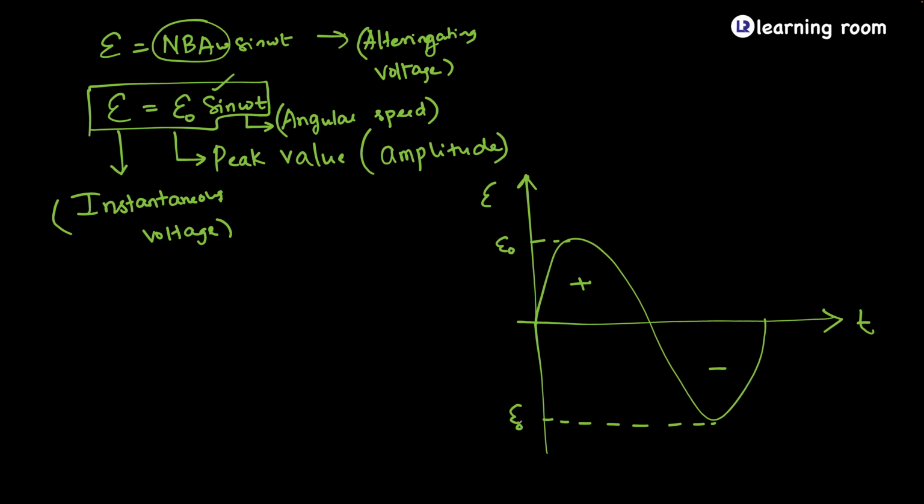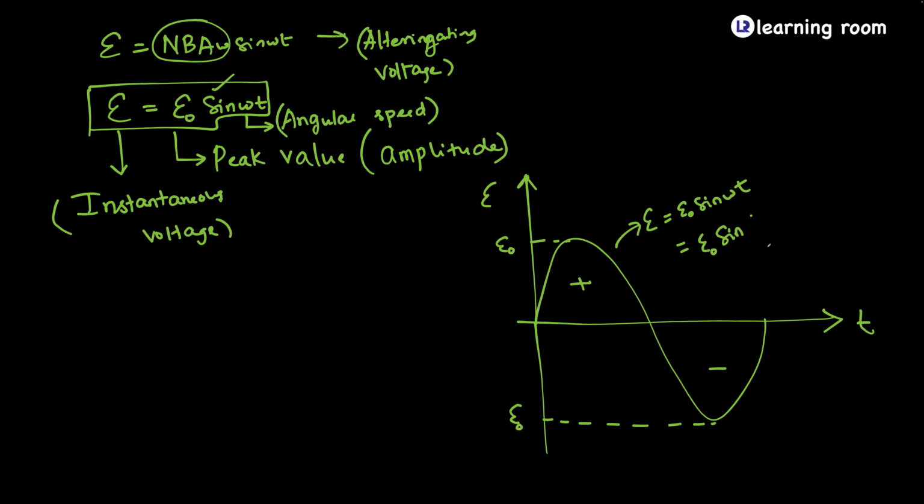This is also going to be E naught. So, this E naught combined with the sine function is going to be the name of this graph, which is E, given by the equation E naught sine of omega t. Am I clear?